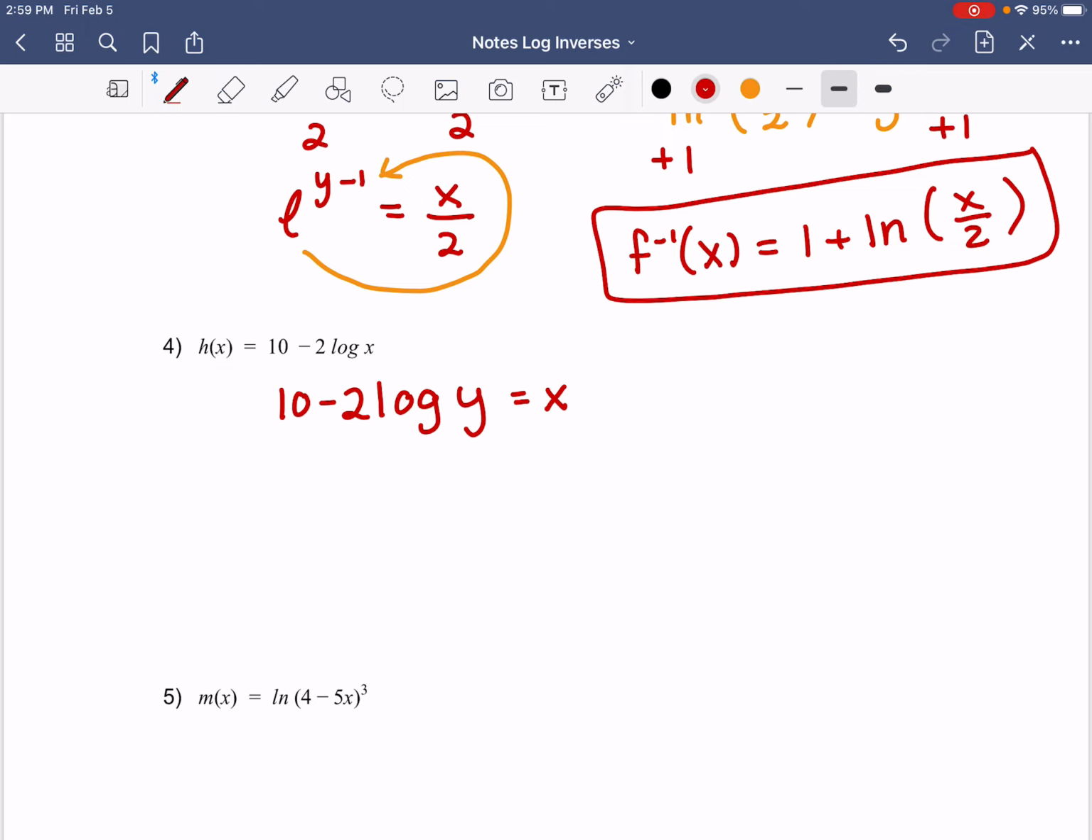And then the next step is to go ahead and isolate your log piece. So this is my log piece, log base b of y. This is log base 10 of y. So this is the piece I want to get by itself. So I need to get rid of the 10 and the 2.